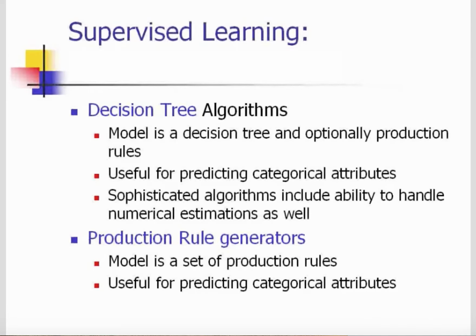We have already talked about decision trees as being a model, a way of recording a model, and those types of models are produced by decision tree algorithms. These are very frequently used algorithms for predicting categorical attributes. Although more sophisticated decision tree algorithms can be used to handle numerical estimations as well. Prediction rule generators are another type of algorithm, although very similar to decision trees.